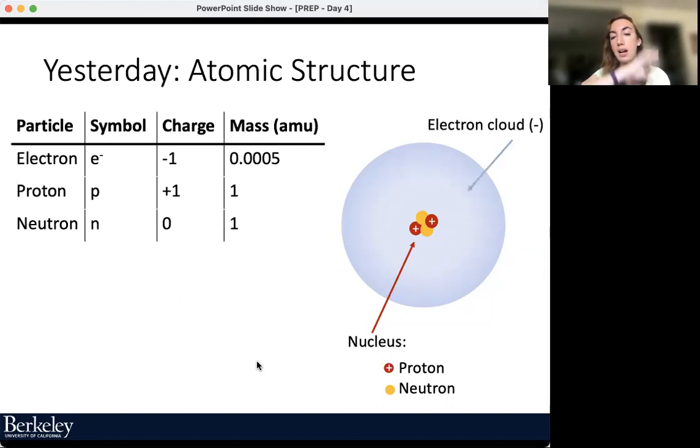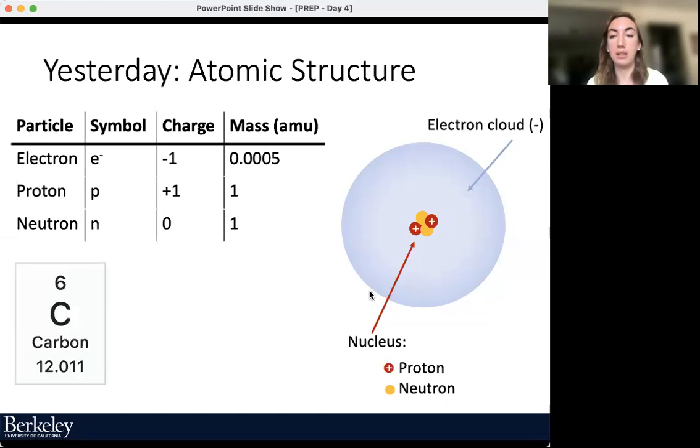And then around the nucleus is the electron cloud, which is really big in size, but remember that electrons weigh almost nothing. So the electron cloud is not very dense at all. But because it's so big, that's what other atoms are going to really see. And so that's why electrons are going to be so important for reactions and interactions between different atoms.